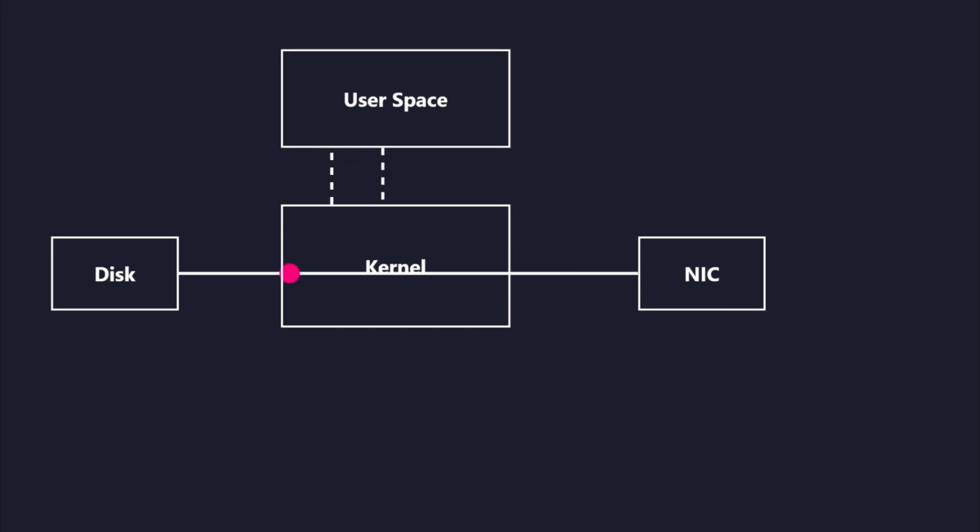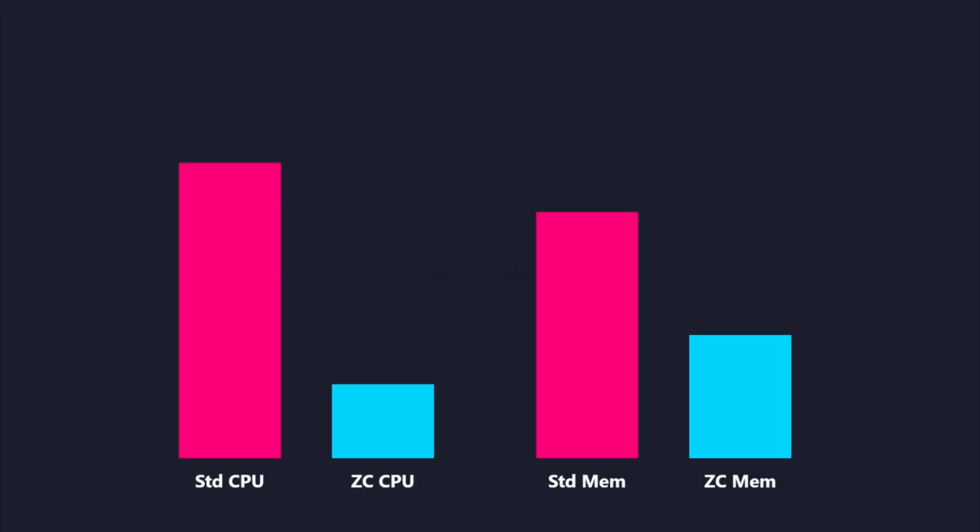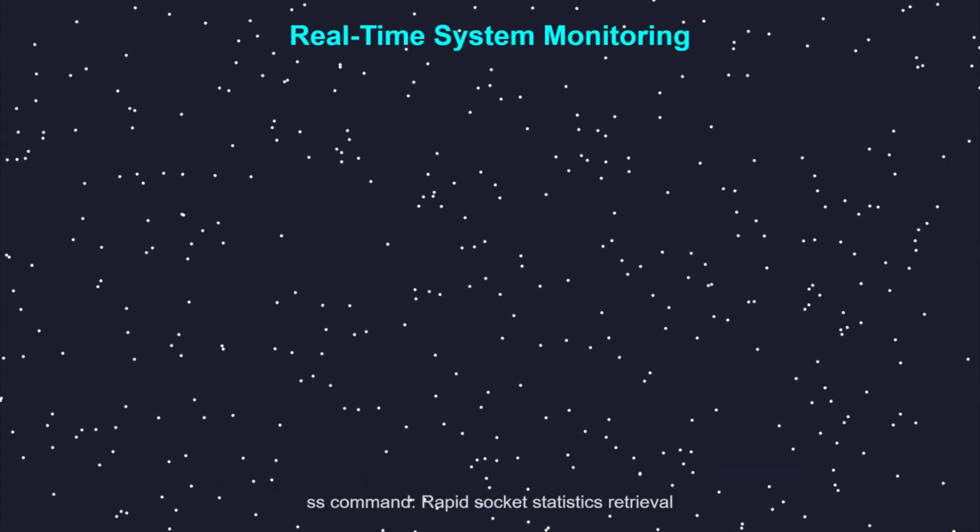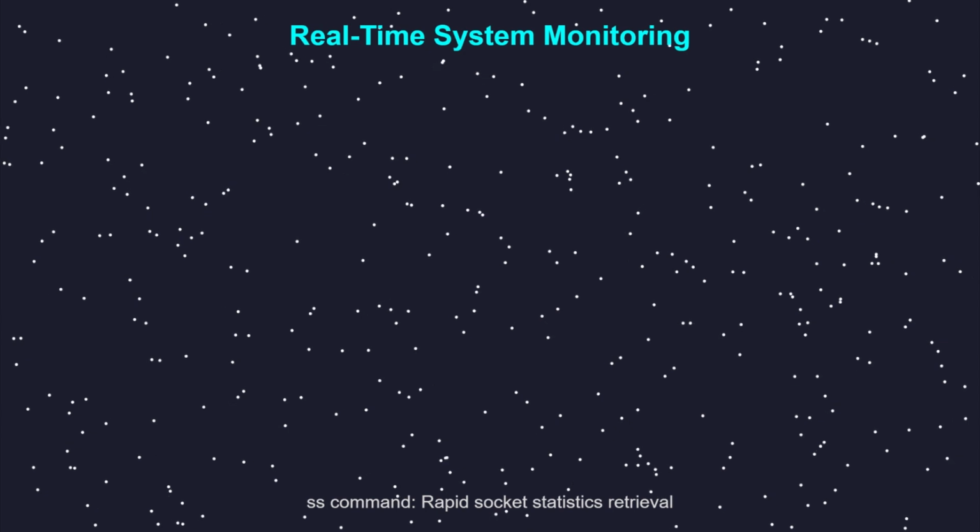Zero-copy networking allows the operating system to send data from a buffer directly to the network interface without copying it to user space. Using the send file system call reduces processor usage and memory bandwidth, which is critical when you are streaming data to millions of concurrent clients simultaneously.